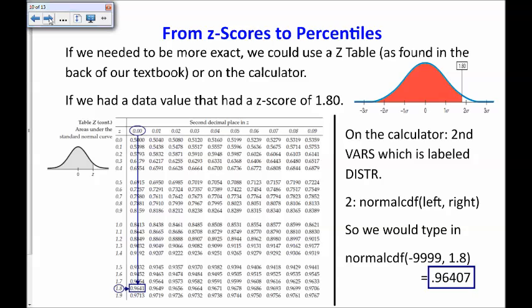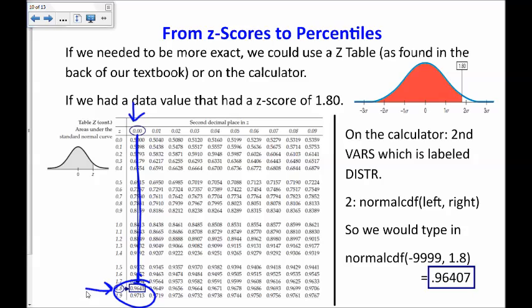But if we wanted a more exact percentile, we could use either the z-table as found in the back of our textbook, or that will be given to AP students on the day of the AP exam. Or you can use your calculator. Most students tend to use their calculator, but you can use either one. If we had a data value that had a z-score of 1.8, we could look on a z-table, look at 1.8, and then the hundredths place was 0, and that would give us right here the place on the table to look of 0.9641.